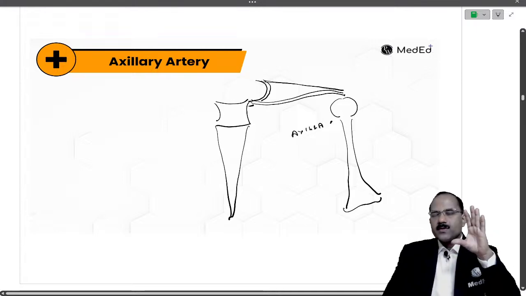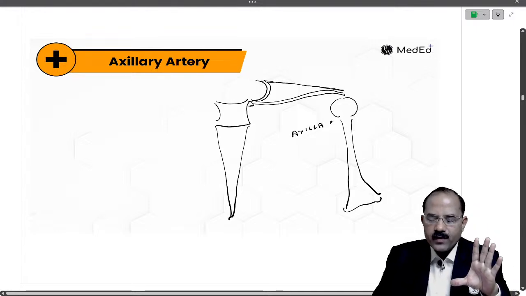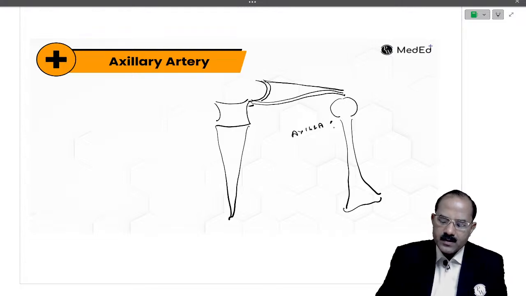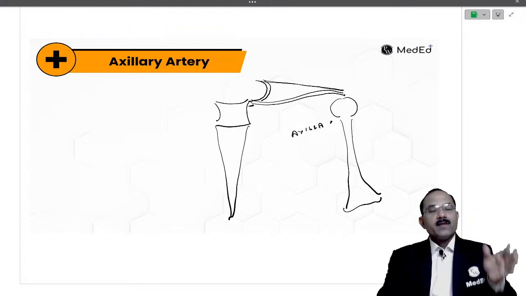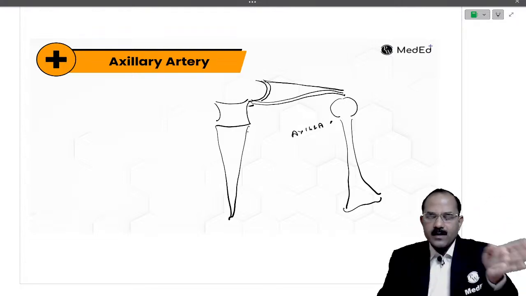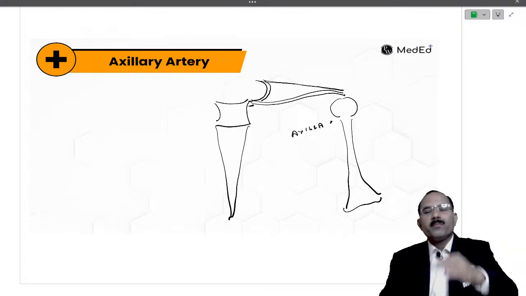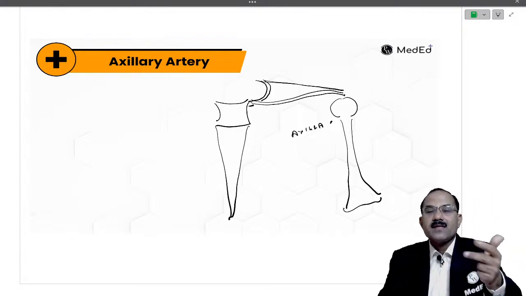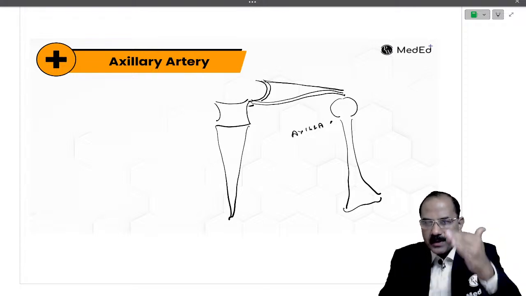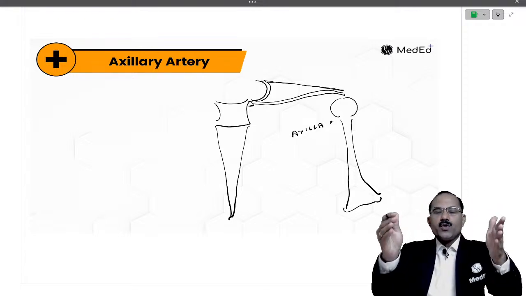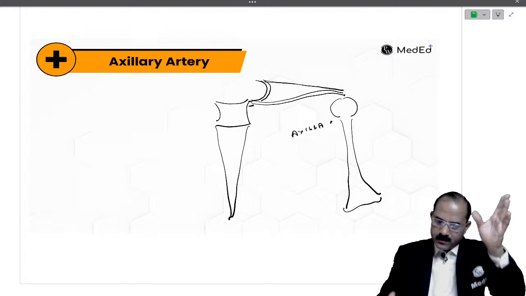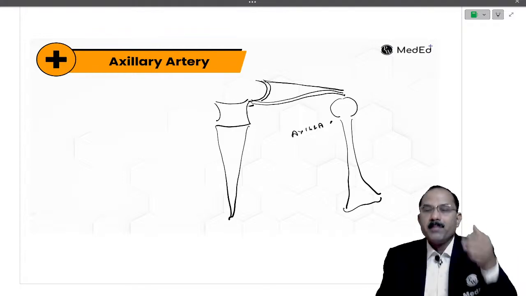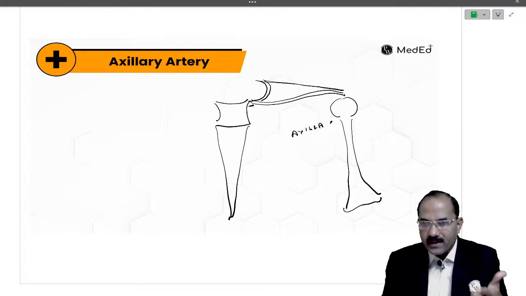So what is this in front? Clavicle. This is the scapula. That's the humerus. This area is the axilla. The anterior wall of axilla, the anterior boundary of axilla is formed by pectoralis major, pectoralis minor, and the subclavius. But sure, axilla comes as an LAQ. So anterior boundary is formed by pectoralis major, pectoralis minor, and the subclavius.